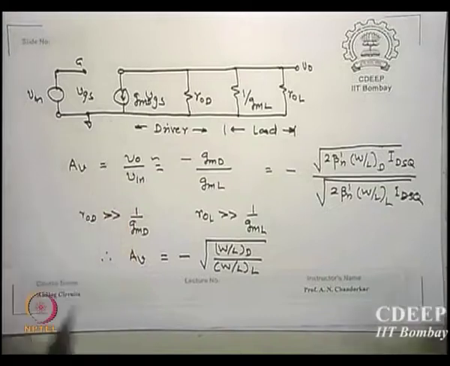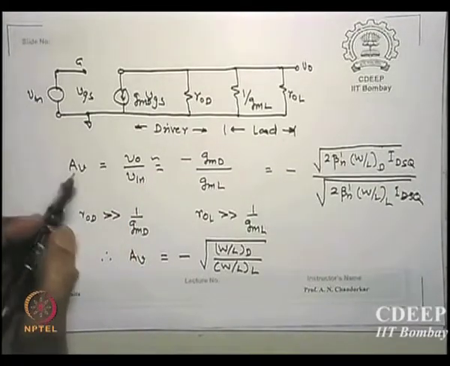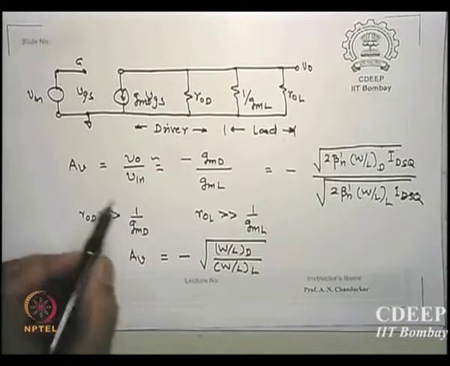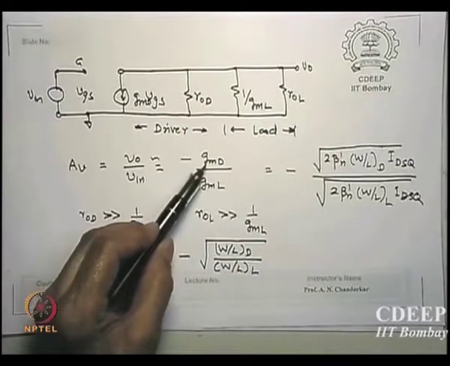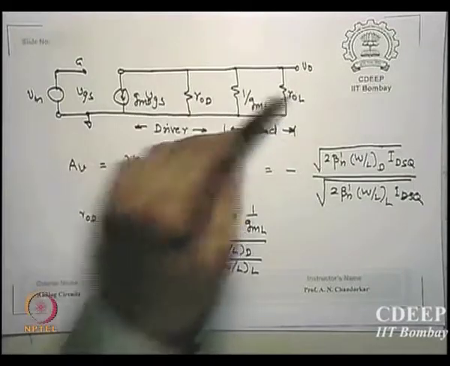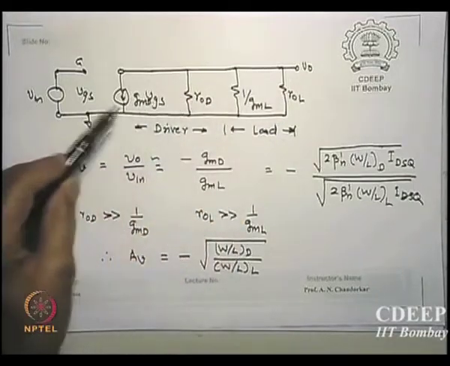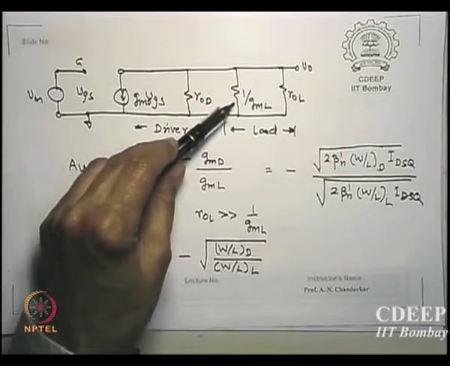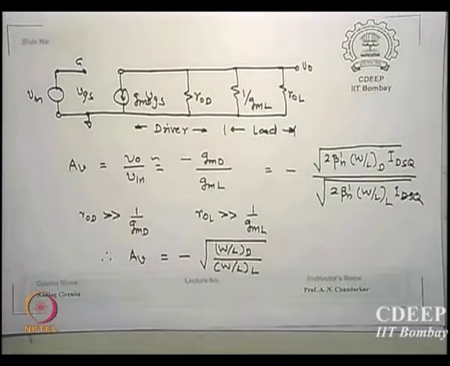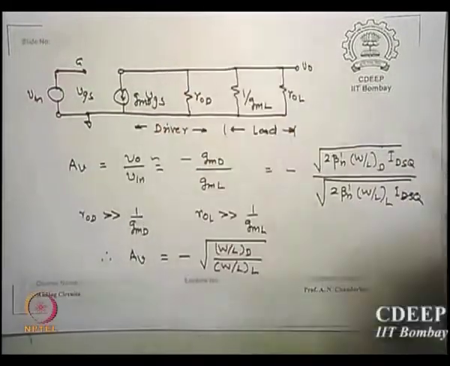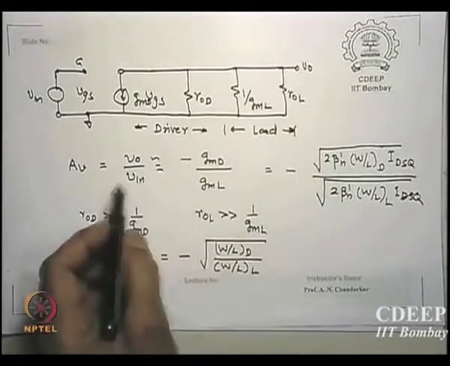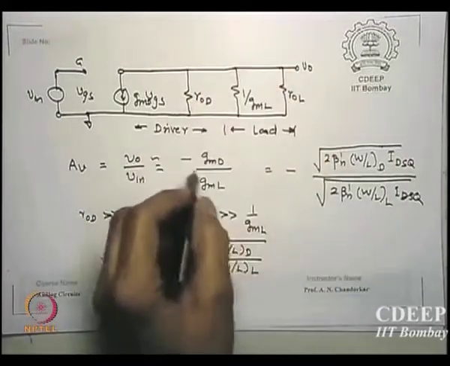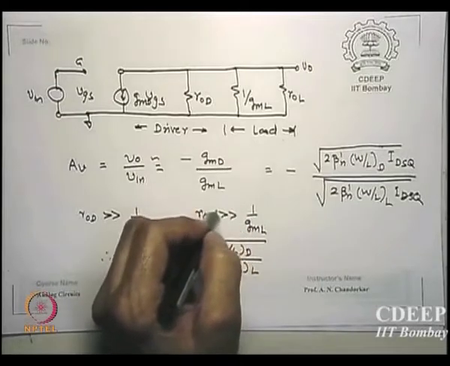then one can show, and this also I will not show for you, that V0 by Vn is GMD, or you do not have to say, you remove these two RO and ROD, then GMVGS passes through 1 upon GML. Is that clear? If you open ROD and ROL, this current passes through only GML, that is 1 upon GML. So the output voltage is 1 upon GMD upon GML.